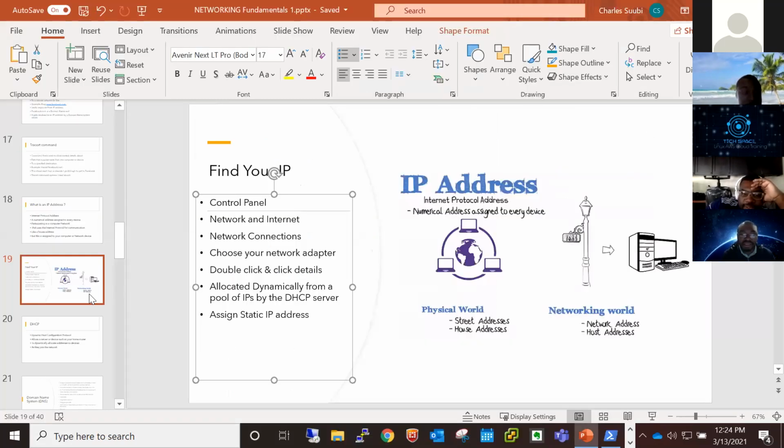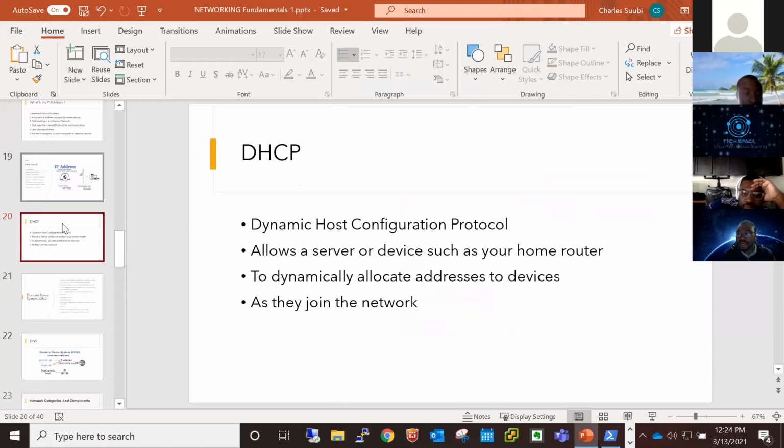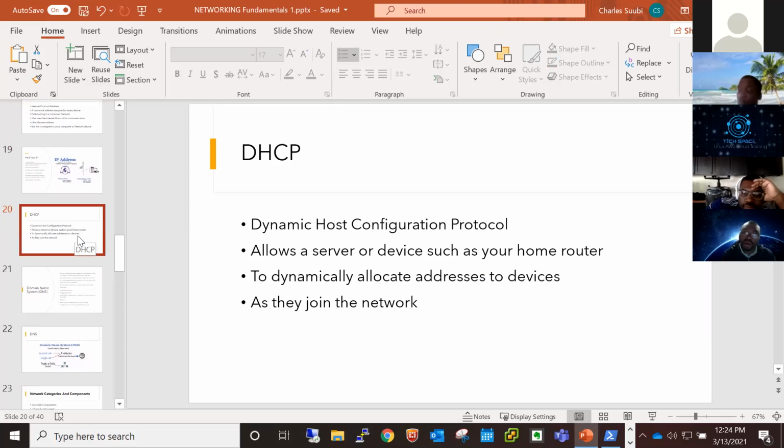It's a server that automatically assigns IP addresses to any host that logs on to the network. All right, let's go through that, and after that, we shall just leave the other page open.